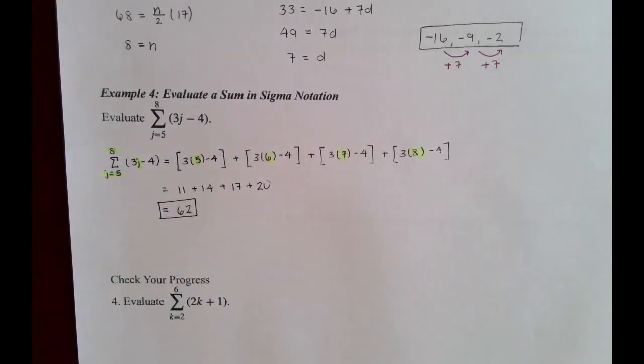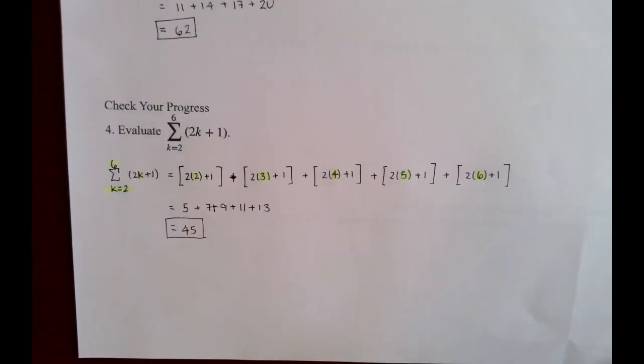So why don't you try CYP4, and then once you're done, come check your answer. You should have gotten 45. If you got that right, you could get started on your homework. If not, here is your explanation.